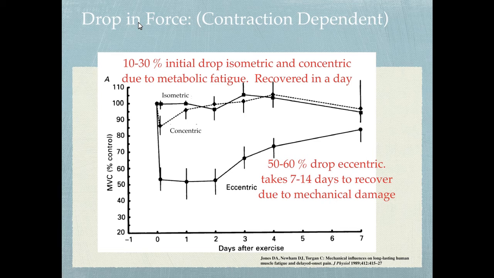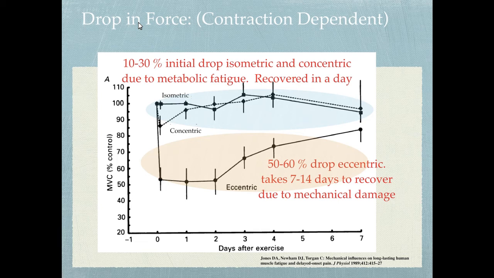So we look here. This is 0 days after training, immediately after training. You look at isometric and concentric contractions, you see only a small drop in force. Actually, with the isometric, you don't. But with the concentric, you do see a drop of force, and that's likely due to metabolic fatigue. But in a day, you're recovered. However, if we look at the bottom graph here, which is eccentric damage, we see a large, robust drop, like a 50% drop. And that doesn't recover until after a week if you're an untrained individual, right?